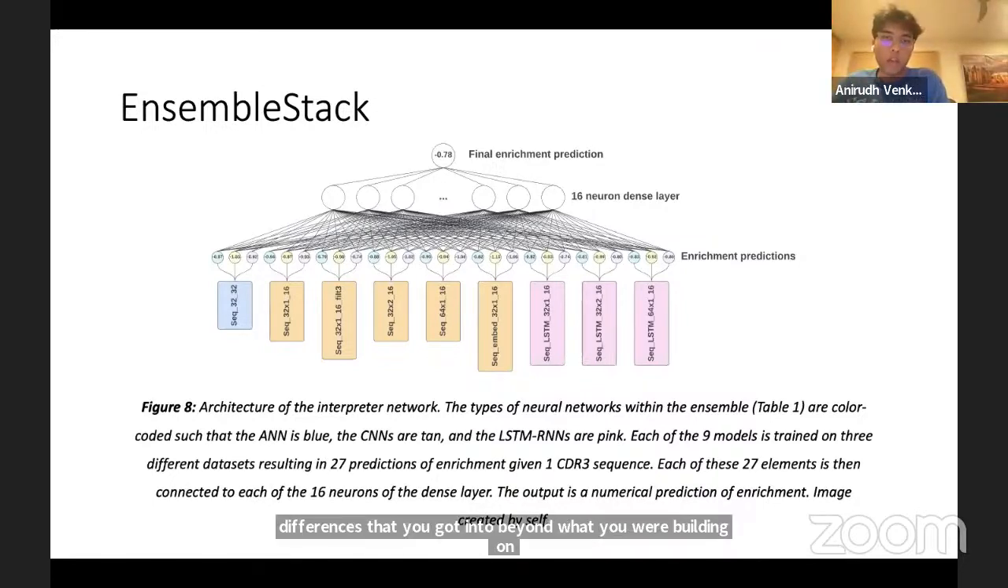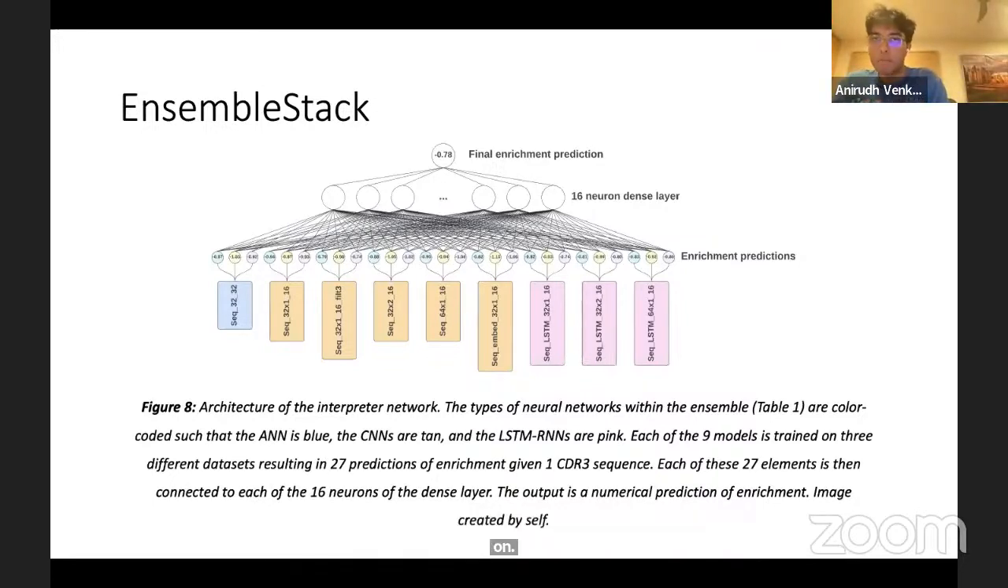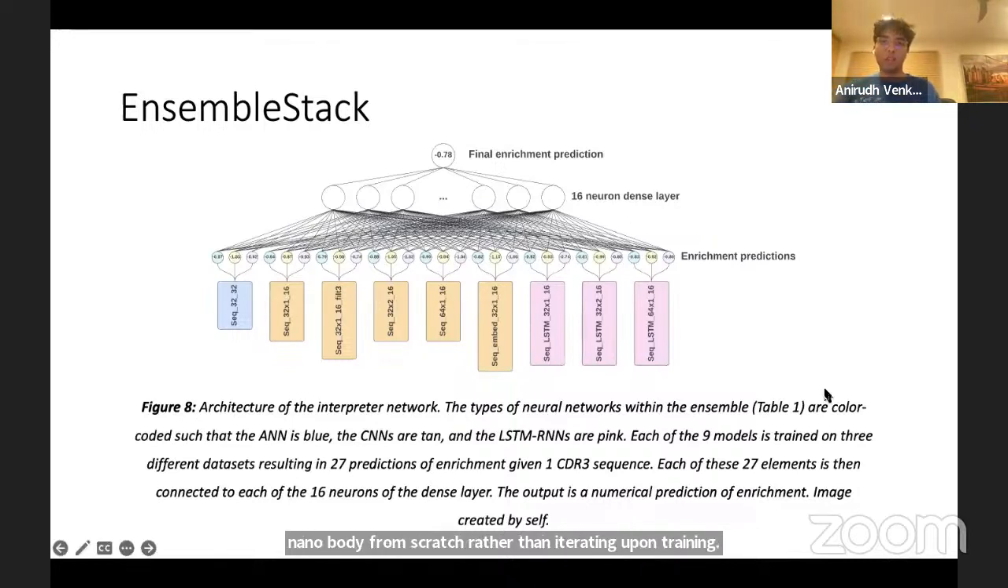Yeah. So stacking was the main difference that differentiated my algorithm from Lou et al.'s. But another main difference is that my algorithm includes an entire complete process of generating a nanobody from scratch rather than iterating upon training data. Because the best nanobody sequence may come from something that hasn't been seen before in the training data, which is why I included an entire pipeline.